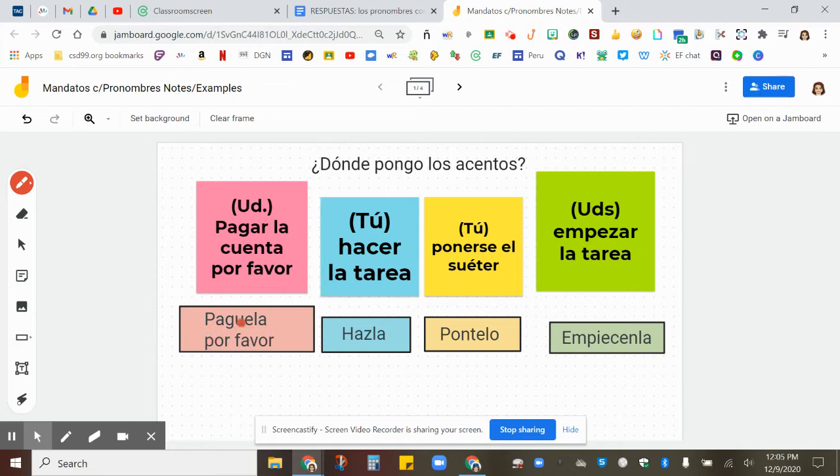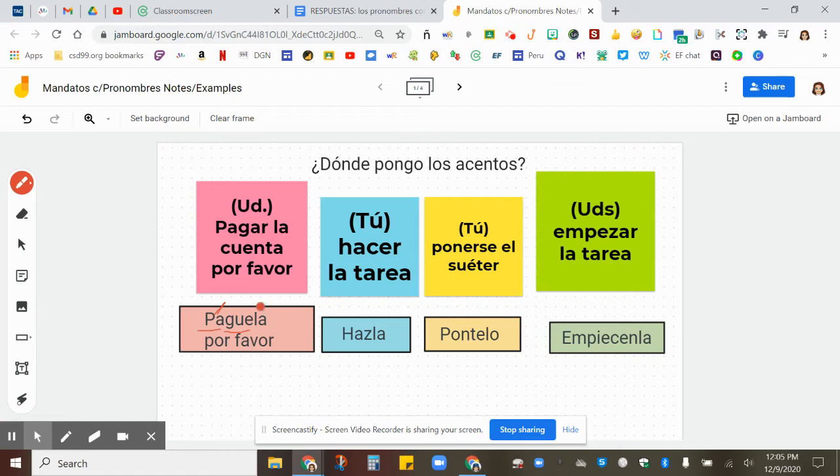Remember, you've got to count from the end. You're looking for the second to last syllable. So gue would actually be my last, and pa would be my second to last syllable. And the rules tell me to put the accent mark right here over the vowel in the second to last syllable.